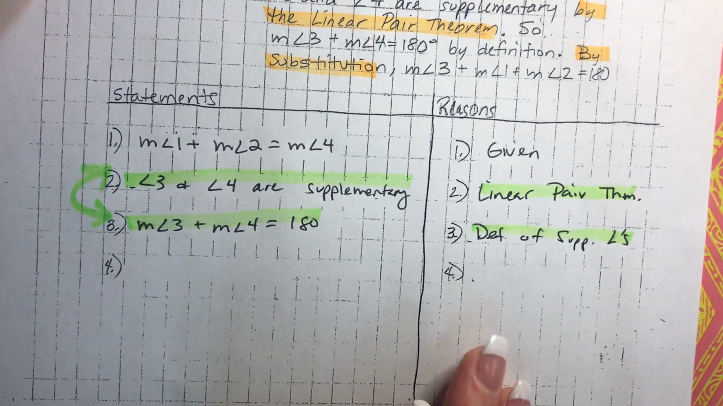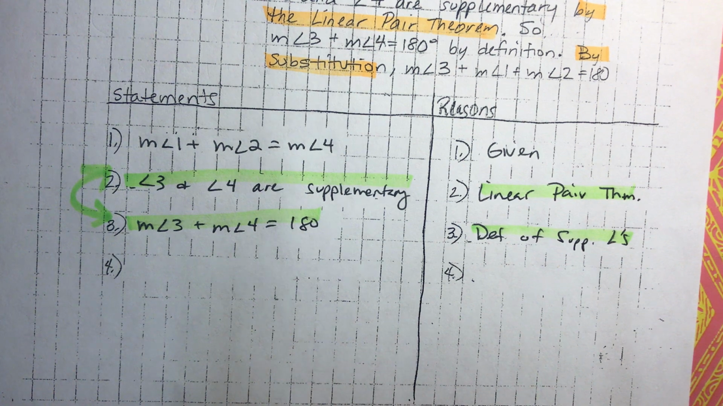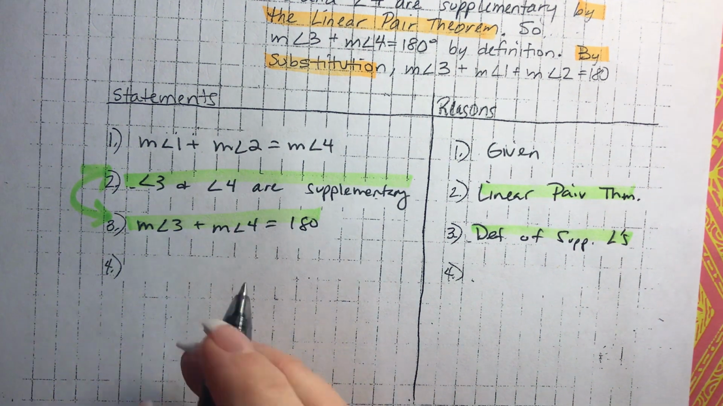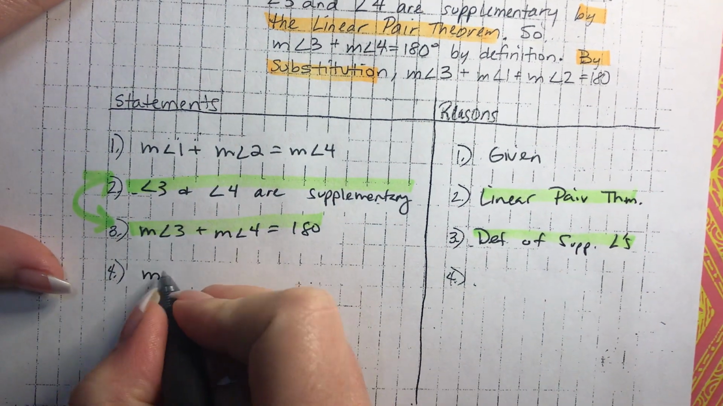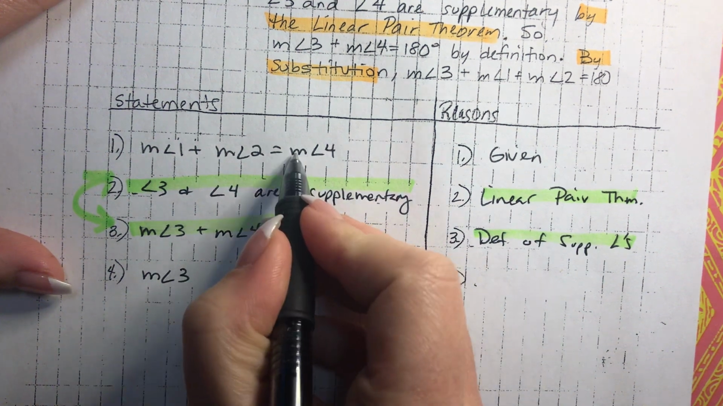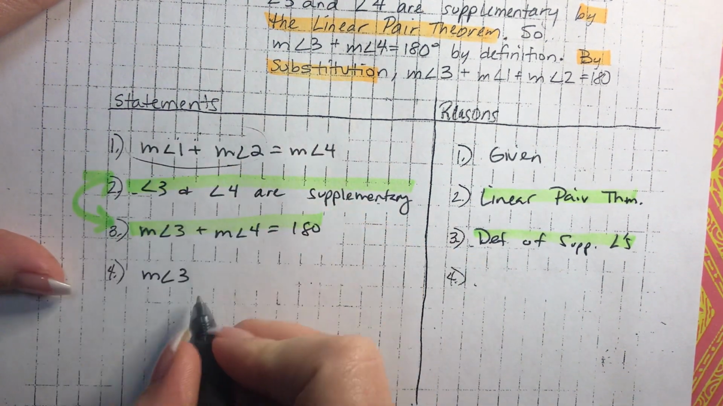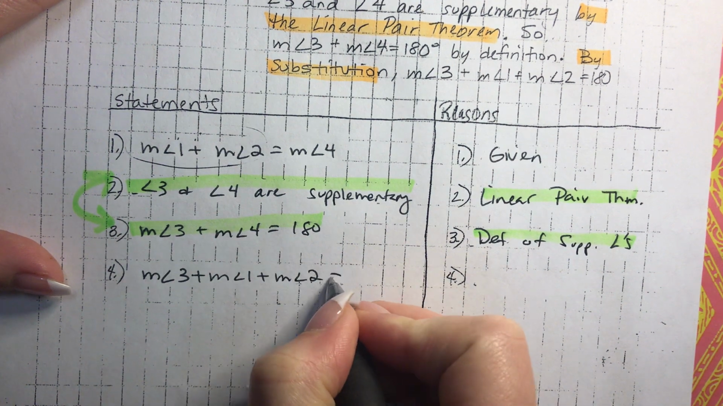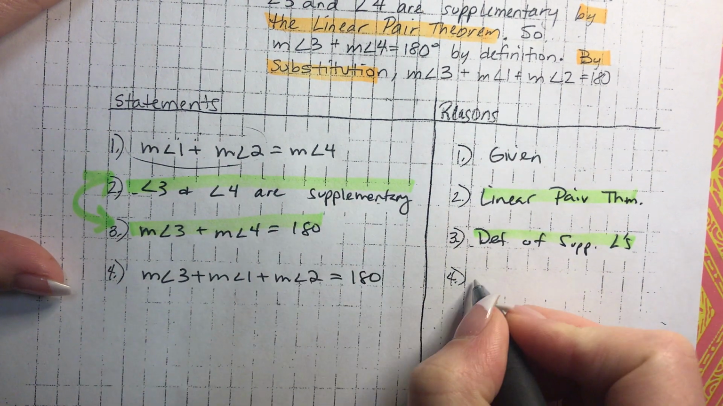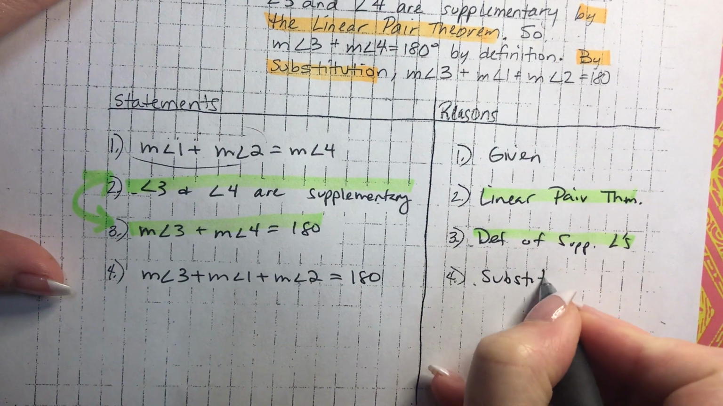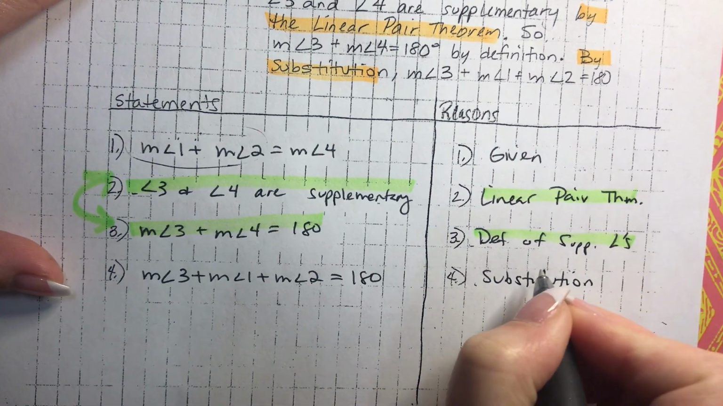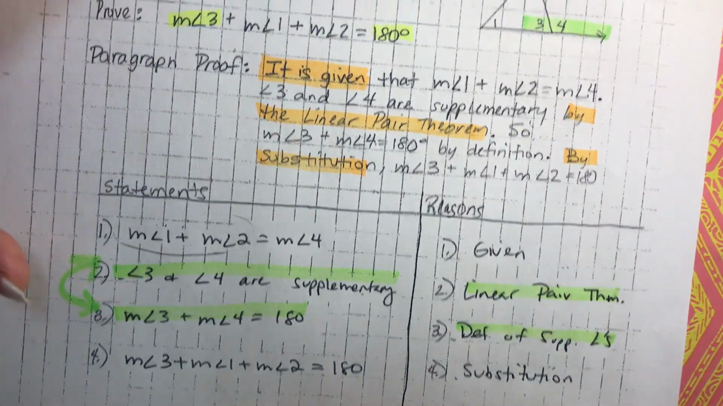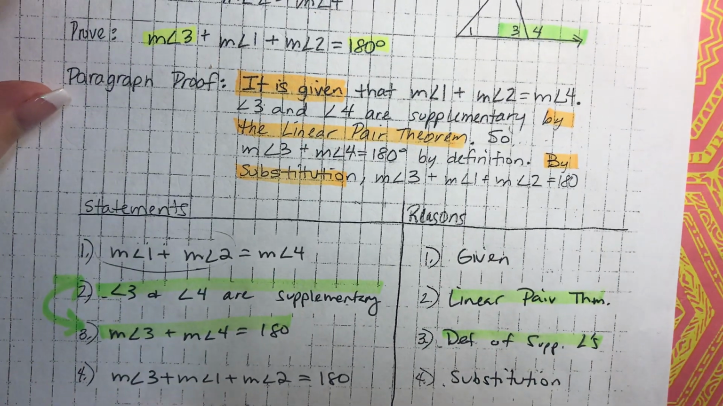And then we basically just substitute, right? So measure of angle 3, and then instead of writing measure of angle 4, we write this bit here, plus measure of angle 1 plus measure of angle 2 equals 180, and that's just substitution. And that's the proof. Okay? Let's go ahead and look.